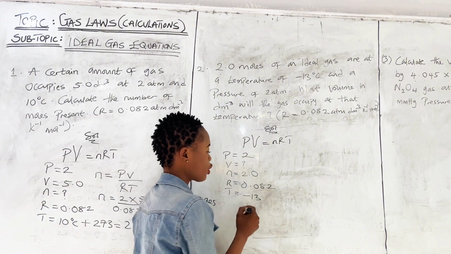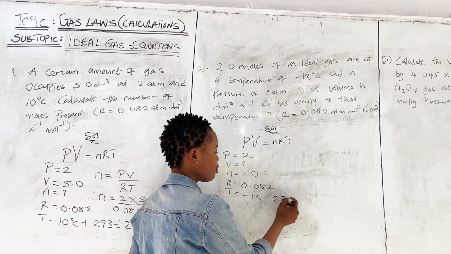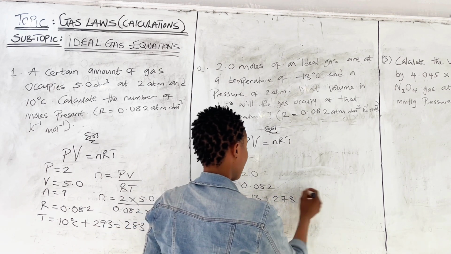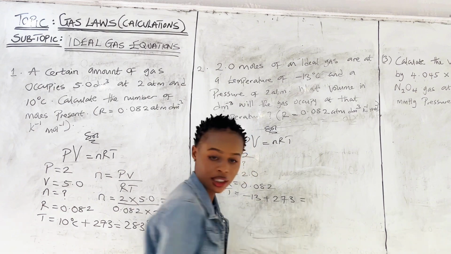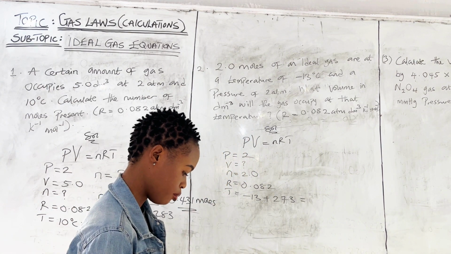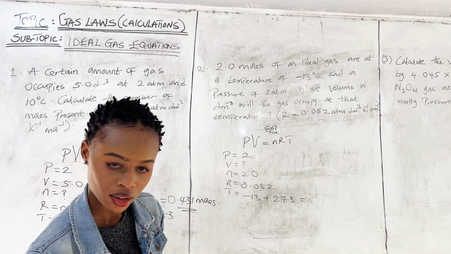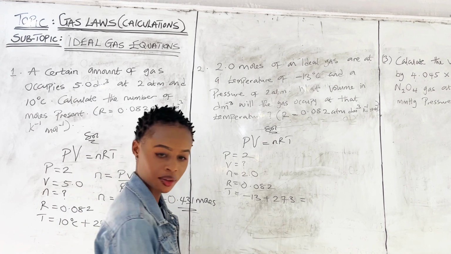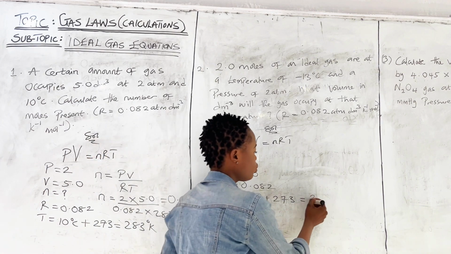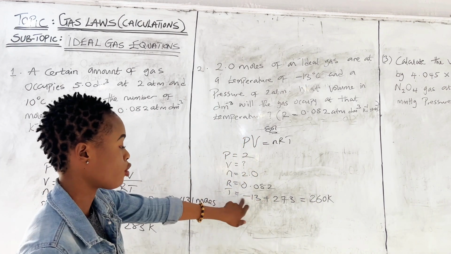in Celsius. So we'll be converting minus 13 to Kelvin, that is plus 273. So let's do that. Minus 13 plus 273 is 260. So 260 Kelvin. That is our answer for the conversion of temperature.